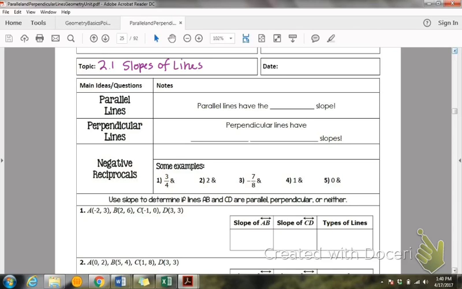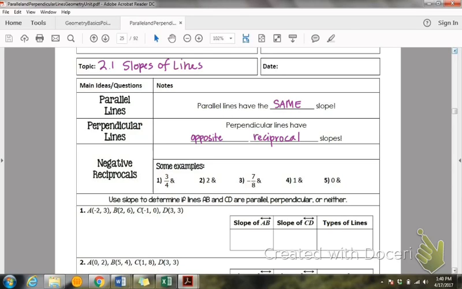Okay, parallel lines have what kind of slope? Do you guys remember? Same, good. Parallel lines have the same slope. Perpendicular lines have opposite reciprocal. Opposite means the sign. Reciprocal means you flip it. Some people say negative reciprocal, which means the same thing. So if two lines are perpendicular, it's the opposite reciprocal. If they are parallel, they have the same slope.